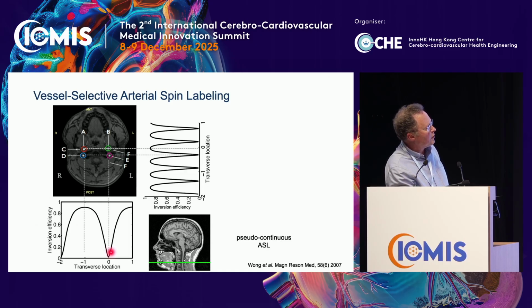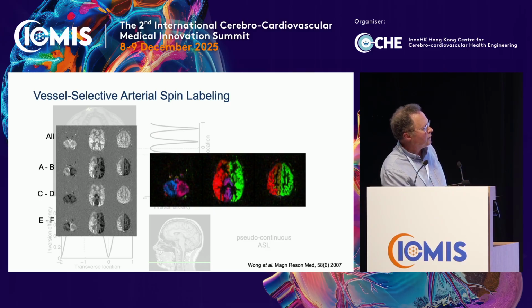You can do the same thing in the anterior-posterior direction. So here you can see high efficiency labeling for the anterior vessels, and then a control condition or low labeling efficiency for the posterior vessels. And by contrasting these, you can look at either the left-right or the anterior-posterior, or indeed at some oblique angle. So here you can see oblique labeling.